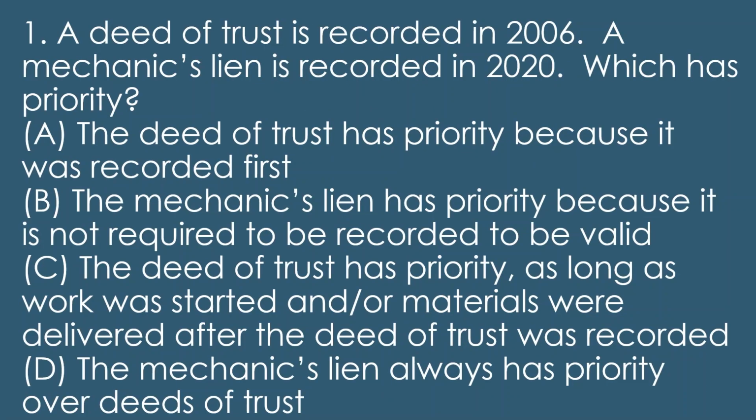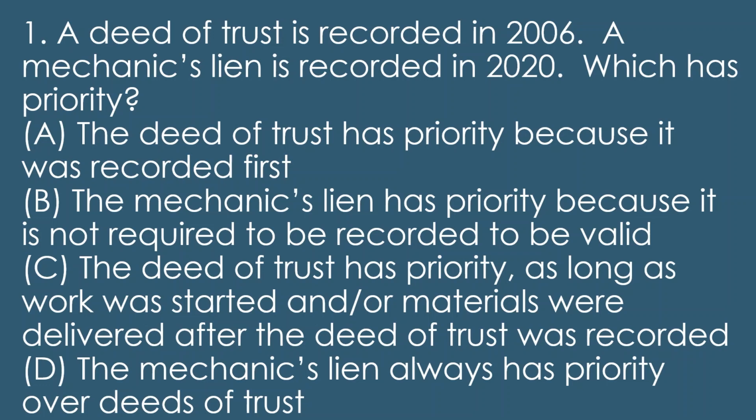1. A deed of trust is recorded in 2006. A mechanic's lien is recorded in 2020. Which has priority? A, the deed of trust has priority because it was recorded first. B, the mechanic's lien has priority because it is not required to be recorded to be valid. C, the deed of trust has priority as long as work was started and or materials were delivered after the deed of trust was recorded. D, the mechanic's lien always has priority over deeds of trust.